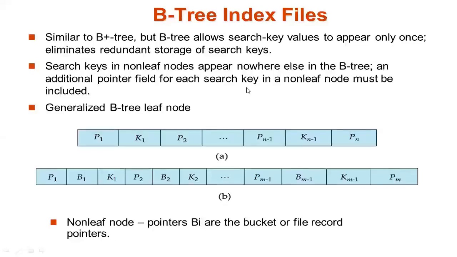As in the previous point, right? Then what is the generalized B tree leaf node?